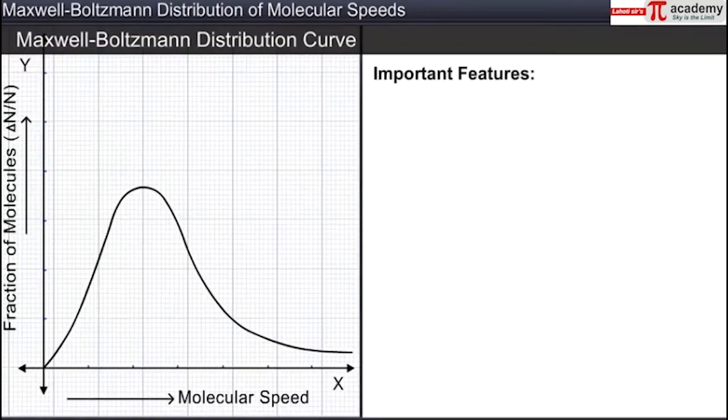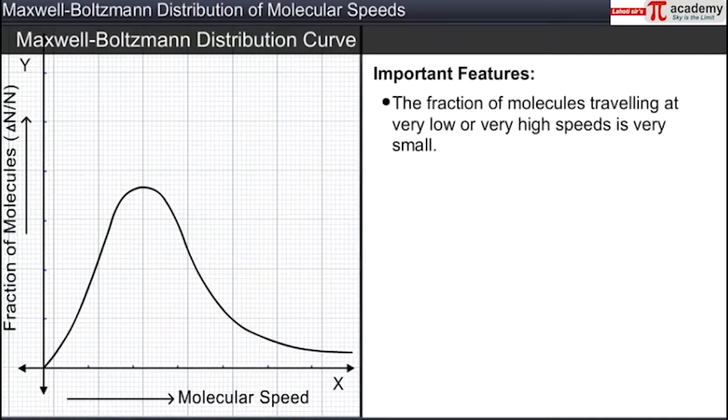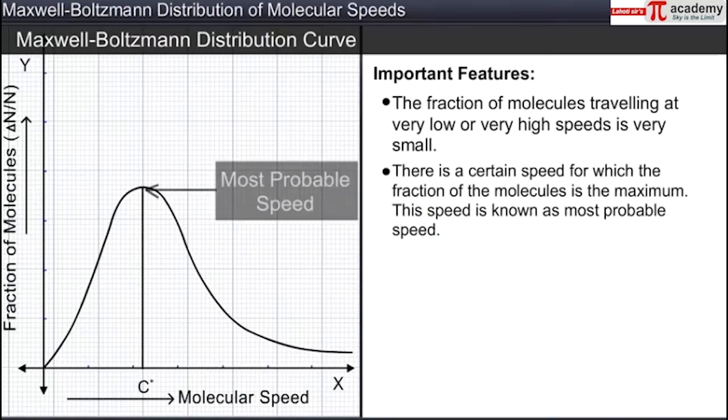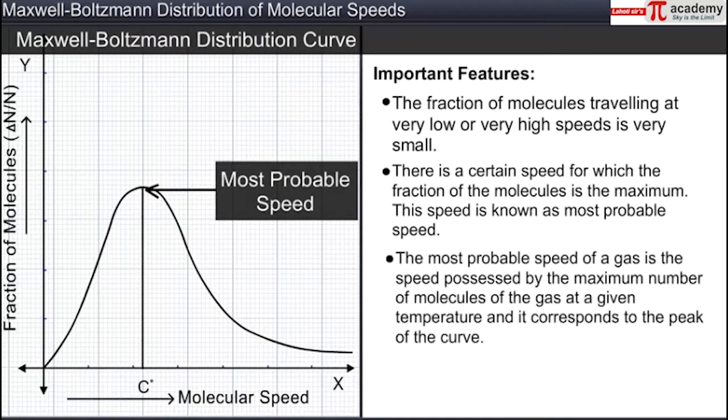The important features of this distribution curve are: the fraction of molecules traveling at very low or very high speeds is very small. There is a certain speed for which the fraction of the molecules is the maximum. This speed is known as most probable speed. The most probable speed of a gas is the speed possessed by the maximum number of molecules of the gas at a given temperature, and it corresponds to the peak of the curve.